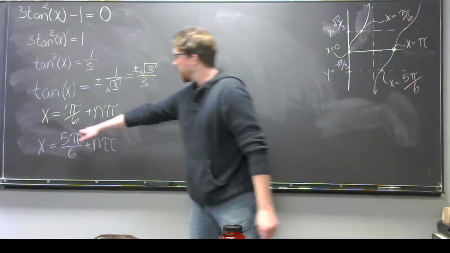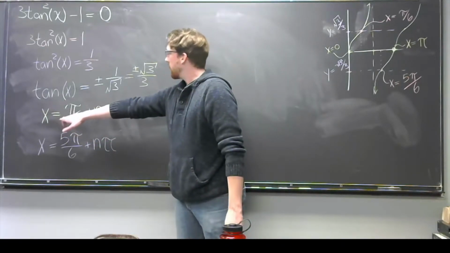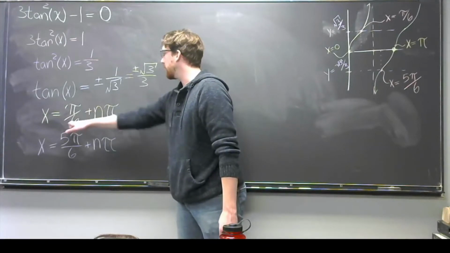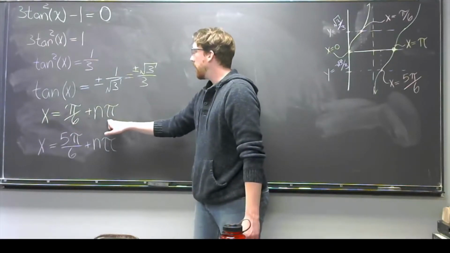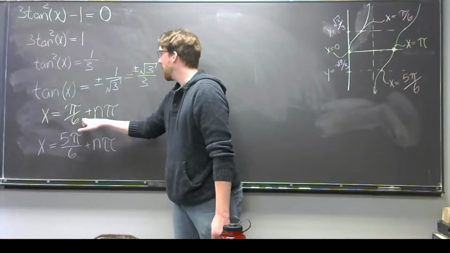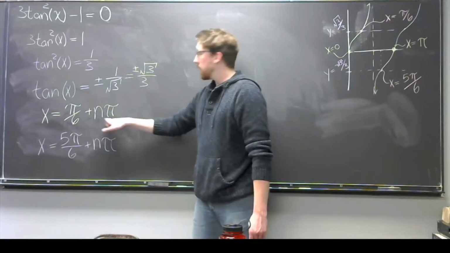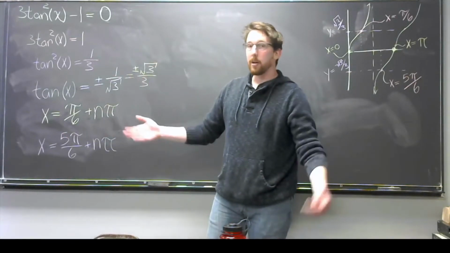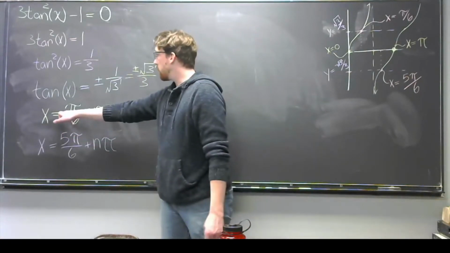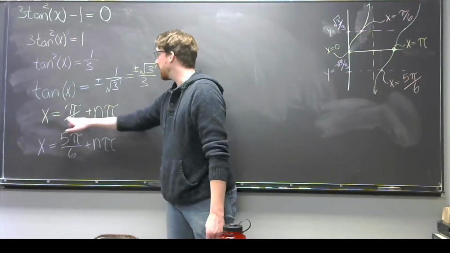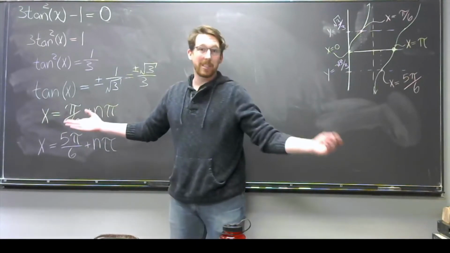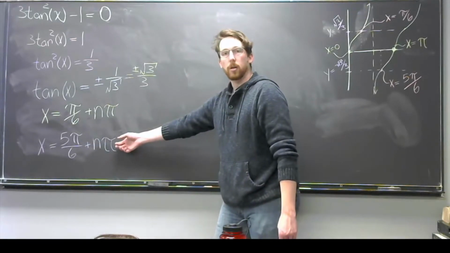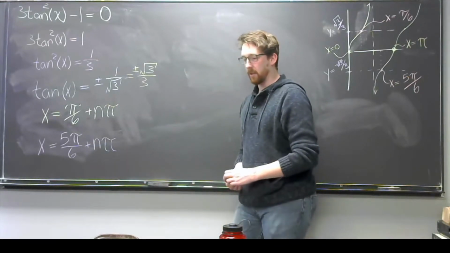So what we're really saying is, yeah, x is equal to pi over 6, but it's also equal to pi over 6 plus pi. It's also equal to pi over 6 minus pi. It's also equal to pi over 6 plus 103 pi. It's also equal to pi over 6 minus 37 pi, so forth, so on. Same thing here with this 5 pi over 6.